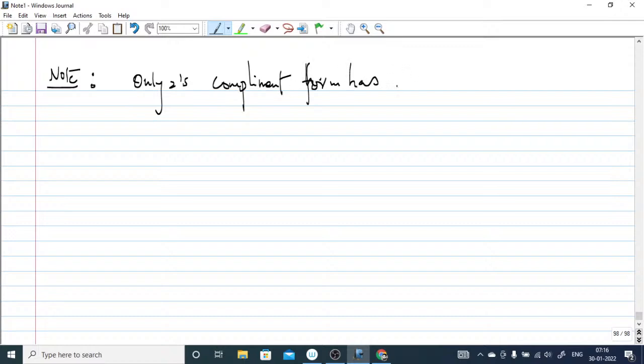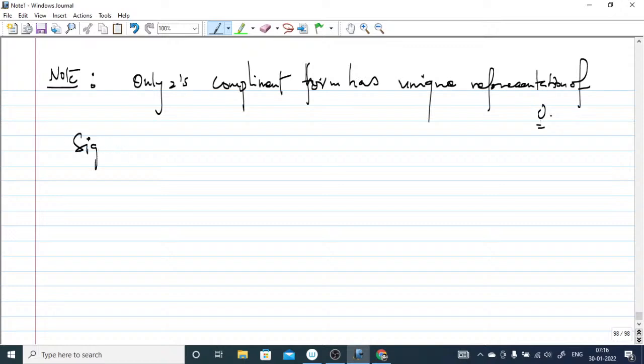And we'll talk about complements, 2's complement and all. One of the very important notes you need to keep in mind is that only 2's complement form has a unique representation of 0.